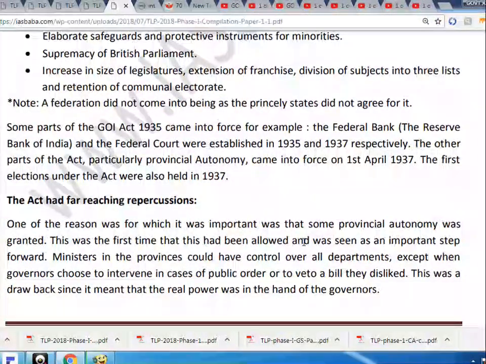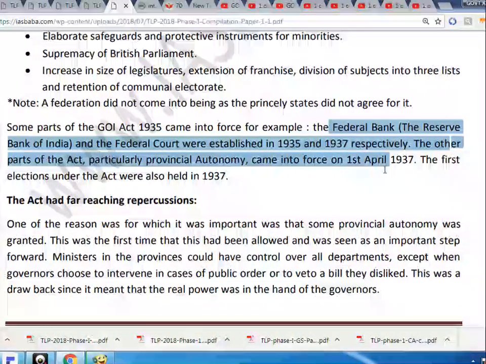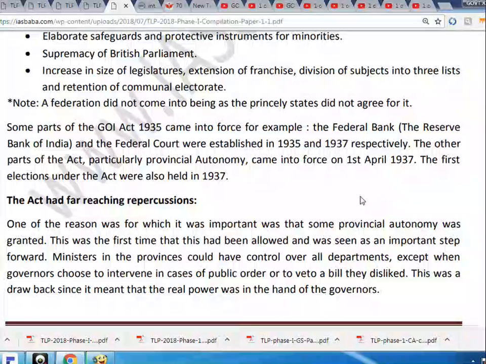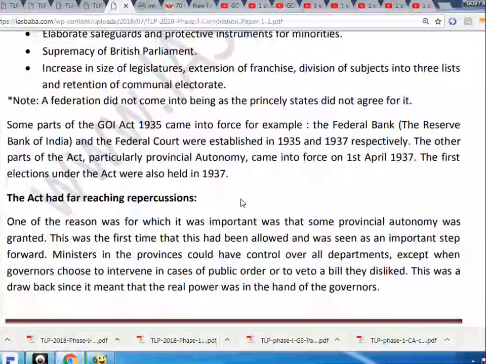Note: the federation did not come into being as the princely states did not agree to it. Some parts of the GOI Act 1935 came into force. For example, the Federal Bank, the Reserve Bank of India, and the Federal Court were established in 1935 and 1937 respectively. The other parts of the Act, particularly provincial autonomy, came into force on 1st April 1937. The first elections under the Act were also held in 1937.